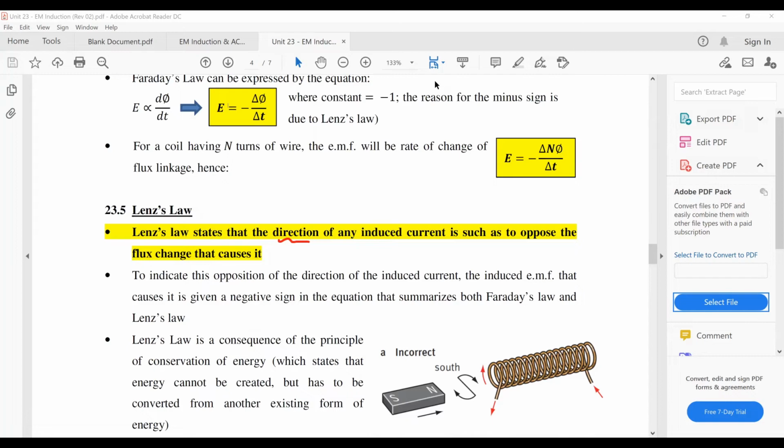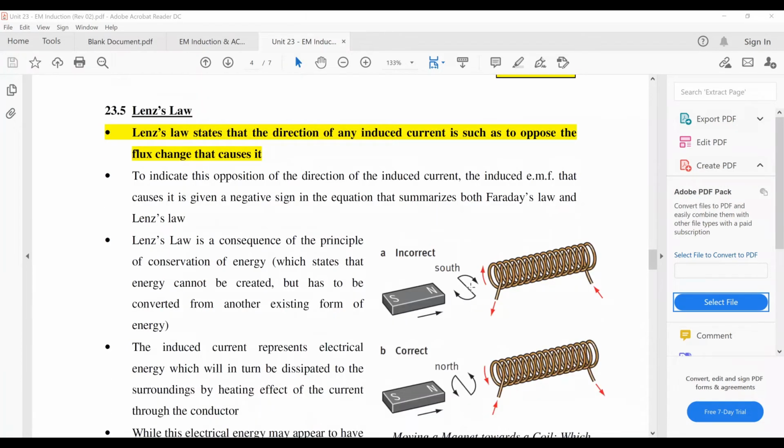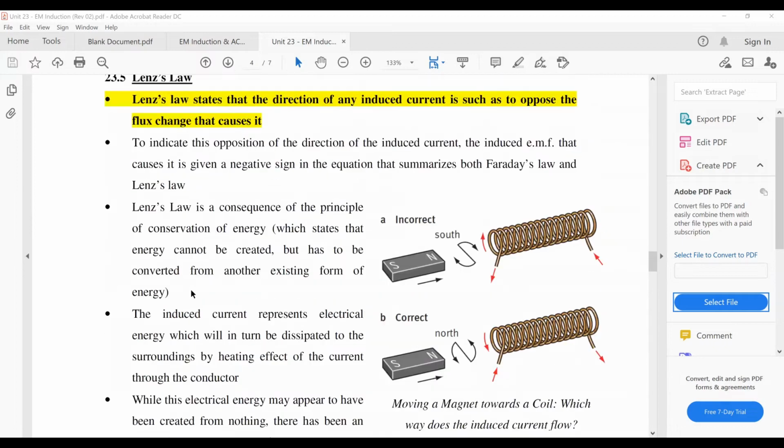What do we actually mean by that? It will be easier to look at it this way. Your Lenz's law is actually a consequence of the principle of conservation of energy, which tells you that energy cannot be created, but it must be converted from other existing forms of energy. So the easiest way I can just tell you is this one.